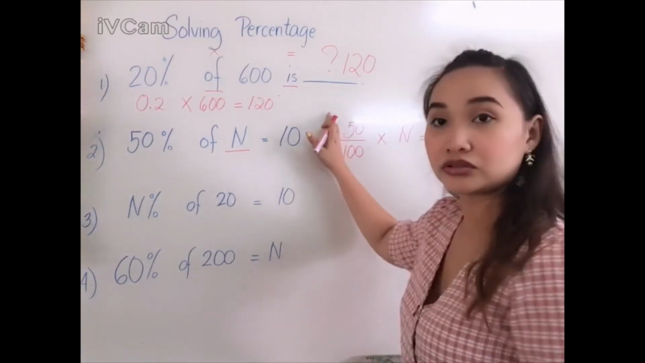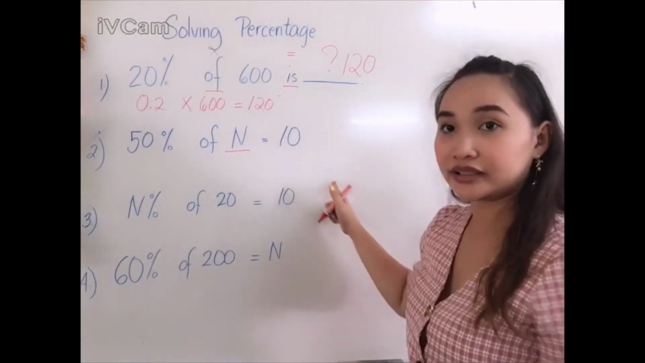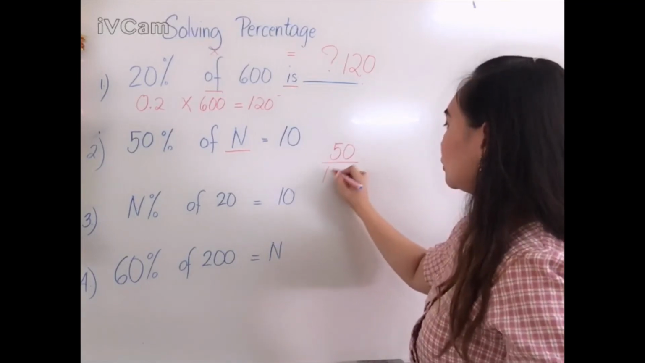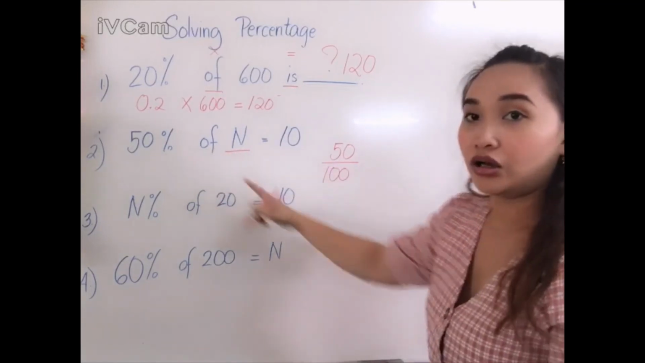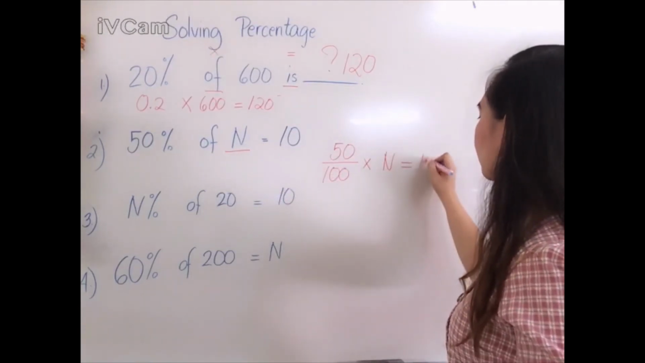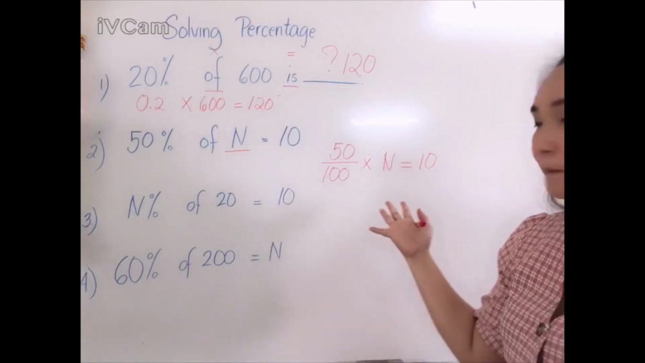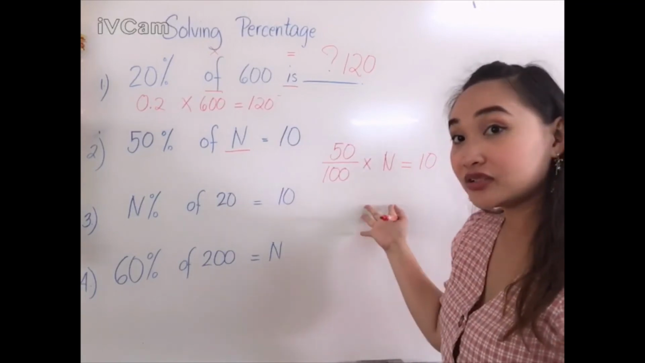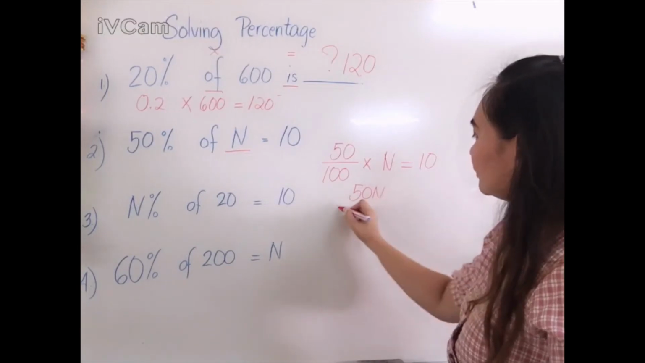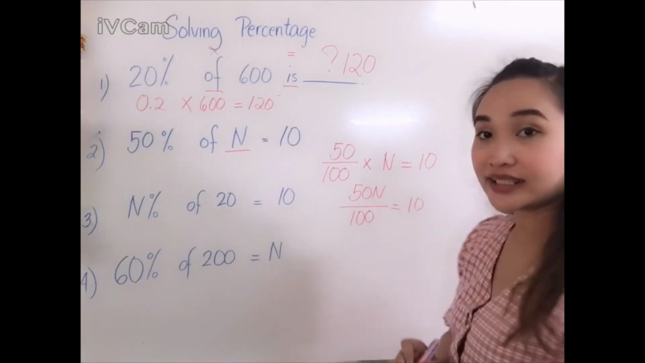All right, so here you cannot see, I will write it down. Okay, let's write it down here. So we have 50 over 100 of n times, and the missing value is equal to 10. Now we can do this as a linear equation. So we have 50n over 100 is equal to 10.